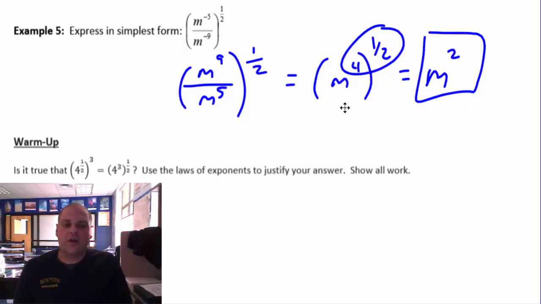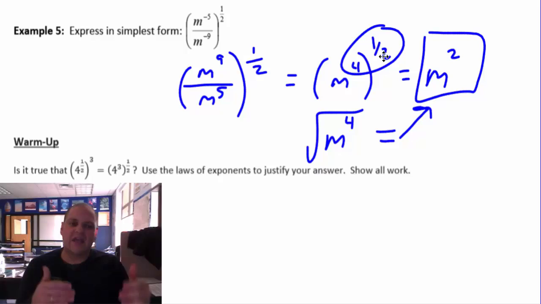And you're done. Or another way to look at this one, you could have done m to the 4th, and because it's to the 1/2, you take the square root. And of course, 2 pairs of m's gives you m squared. So either way you look at it, you can use that exponent rule or you can use the radical rule, and you're going to get m squared.